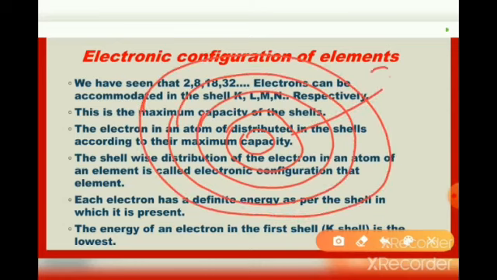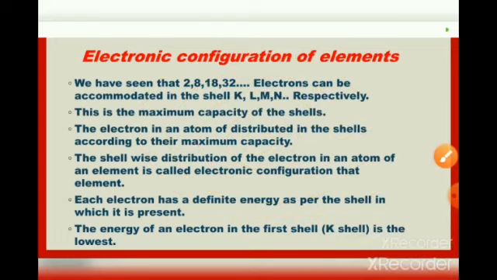K shell will have 2 electrons, L shell will have 8 electrons, M shell will have 18 electrons, and N shell will have 32 electrons. We have seen that 2, 8, 18, 32 electrons can be accommodated in shells K, L, M, N respectively. This is the maximum capacity of a shell. Electrons in an atom are distributed in shells according to their maximum capacity.